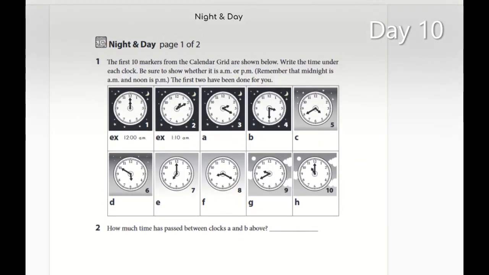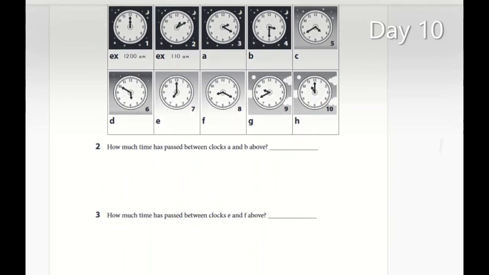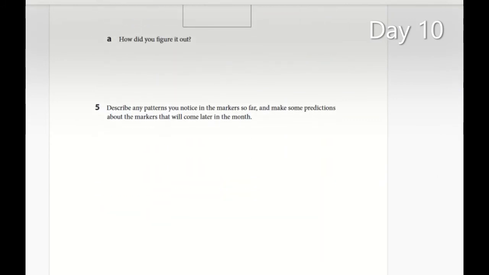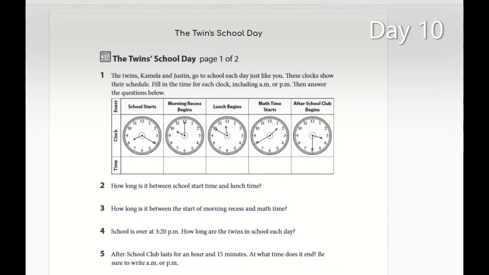For day 10, we have this night and day calendar that there's a pattern happening with it, and you basically just have to tell the times and figure out the pattern. And while you're doing that, you're just answering these questions. The last page for these 2 weeks, you'll need to read the clocks and write the time, and then use these to figure out the elapsed time.